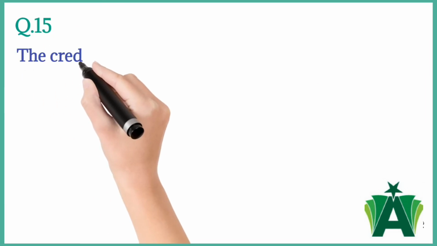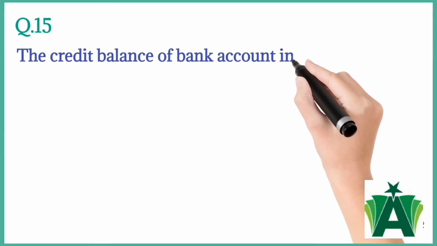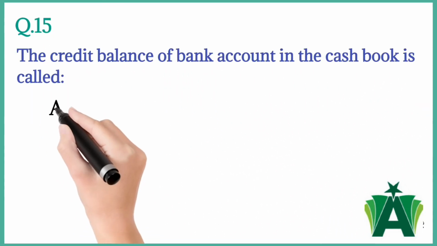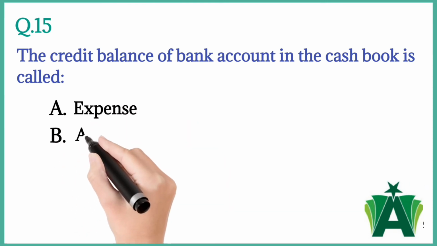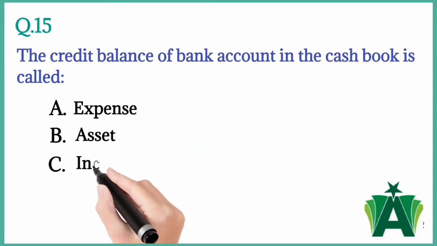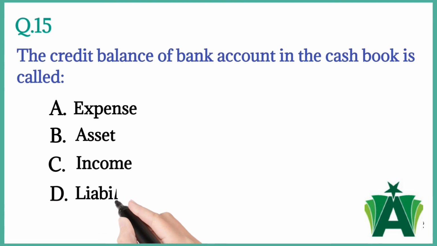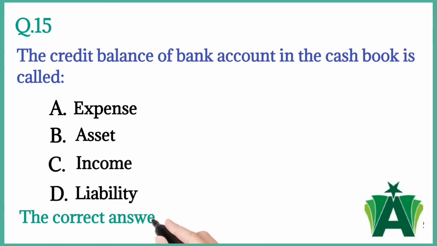Question number 15. The credit balance of bank account in the cash book is called A. Expense, B. Asset, C. Income, D. Liability. The correct answer is D. Liability.